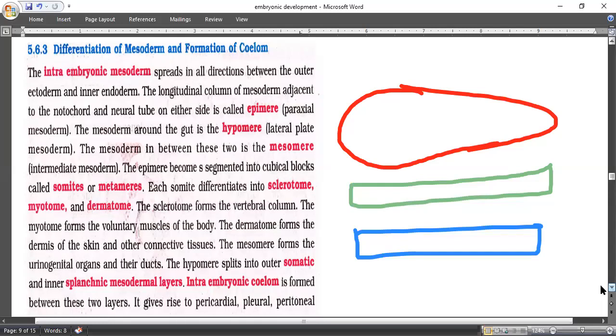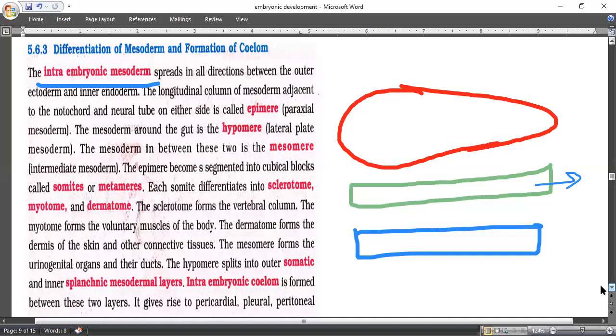Then that means we are jumping here. From here, we are going to say how the organs are going to form directly. So, intra-embryonic mesoderm spreads in all directions between the outer ectoderm and the inner endoderm. That intra-embryonic mesoderm, that means you need to think here.